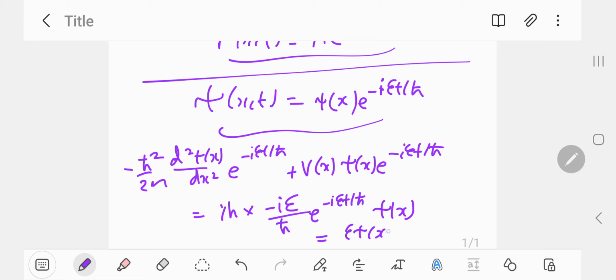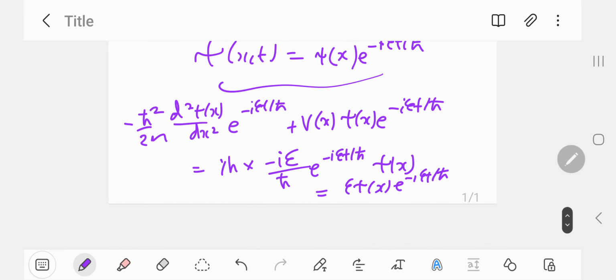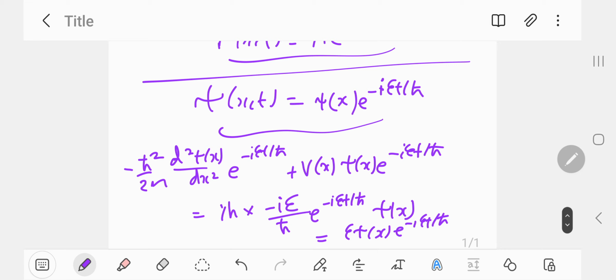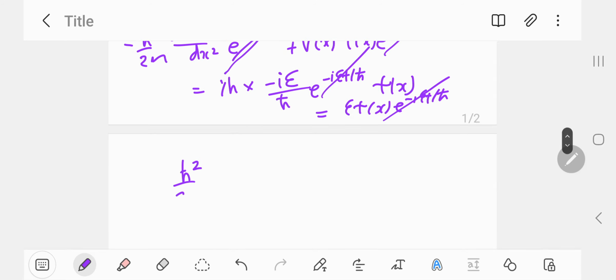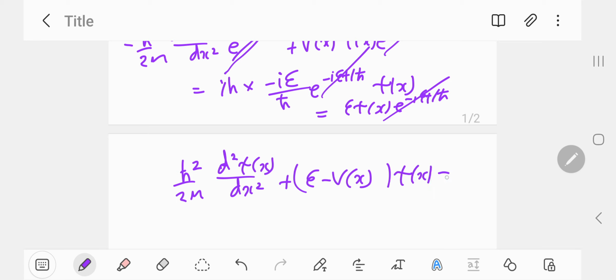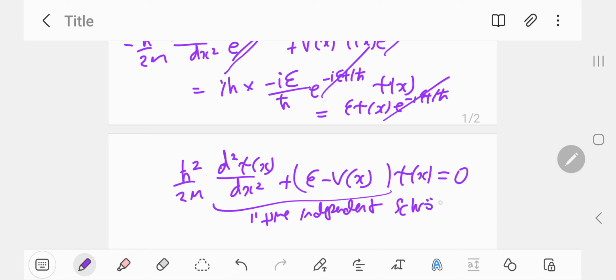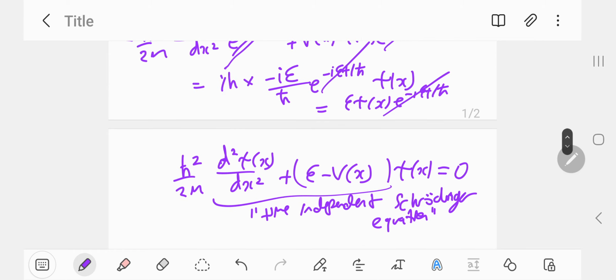E small psi of x, e to the minus i E t over h bar. You can check this for yourself; I'm not going to do it here. Now, we can actually do some cancellation here. We can cancel out this term from both sides of the equation. And after doing some rearranging, we can arrive at an expression like this. This is the time-independent Schrodinger equation. So there are two different forms of the Schrodinger equation.